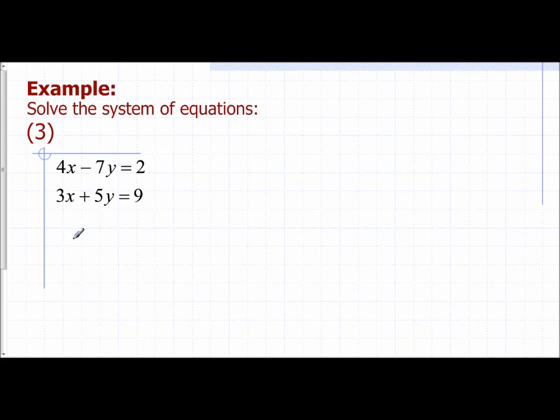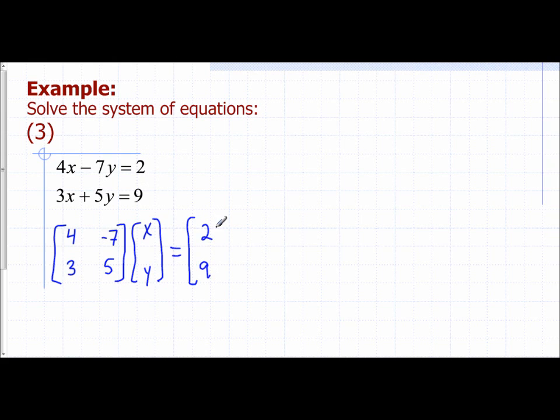a matrix equation. We start with our coefficient matrix: 4, -7, 3, 5. Those are our coefficients. We want to take the coefficient matrix and multiply it by our variable matrix, which is x and y set up as a column. That should be equal to our solution matrix, which is 2, 9, set up as a column. And so now we have our matrix equation.